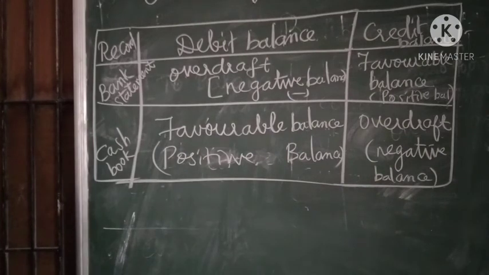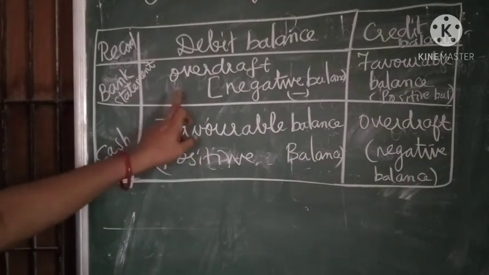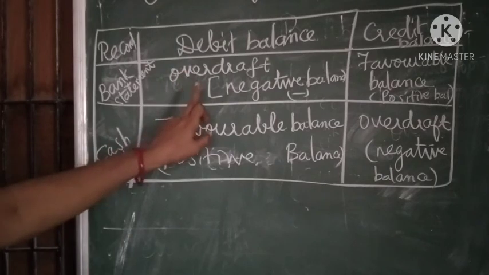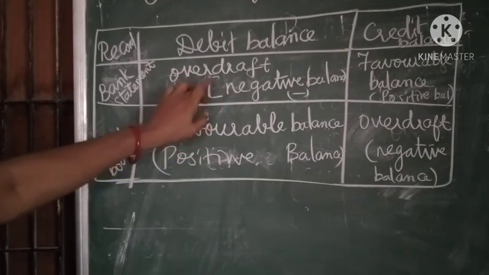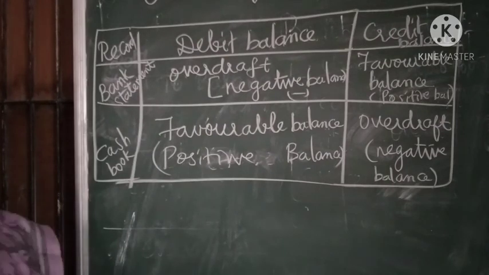But it is possible to have an unfavorable balance in the bank account, when the business does not have sufficient money in the bank account. What will we do? Already I have told you, the business person can borrow money from the bank. So as a result of this, we are overdrawing money from the bank. That is called overdraft. As far as the bank statement, passbook is concerned, that is a debit balance, a negative balance, because credit balance is a favorable balance.